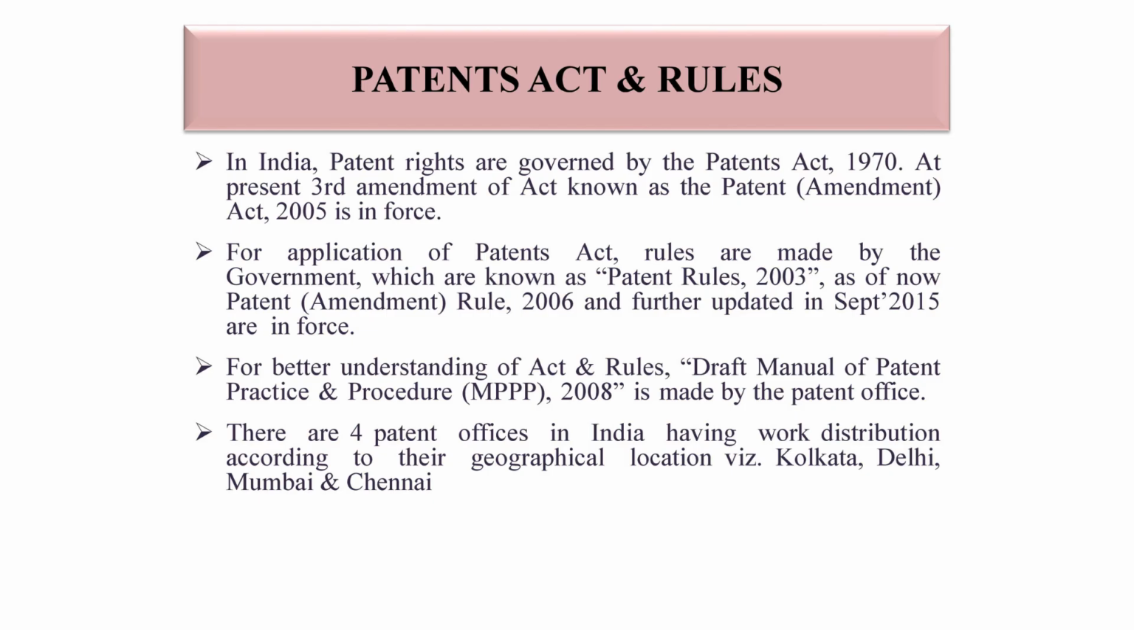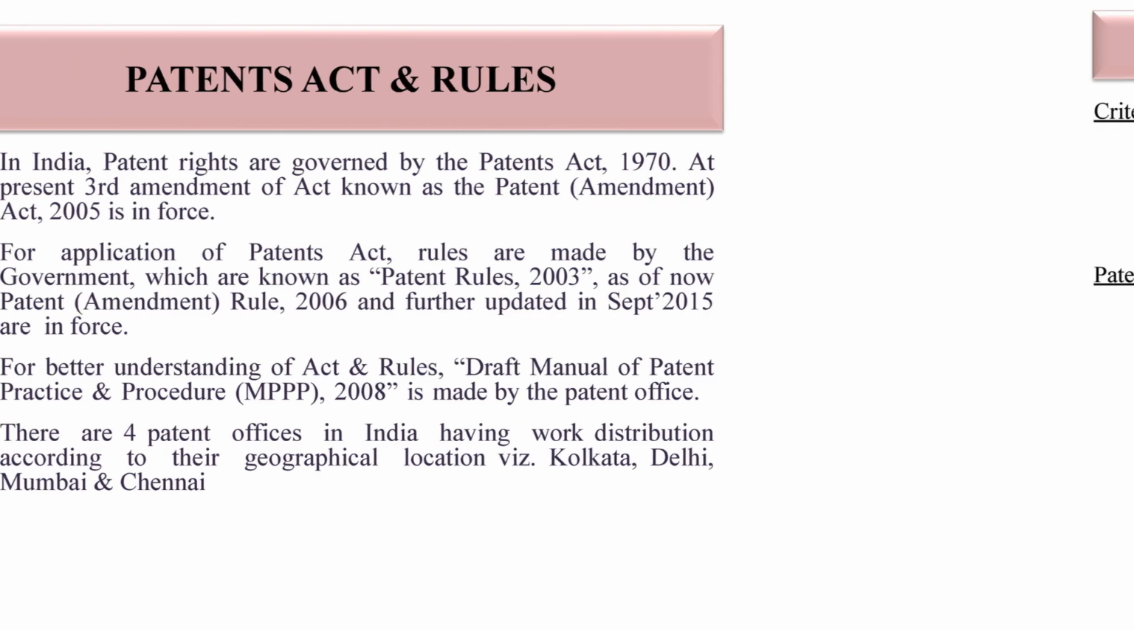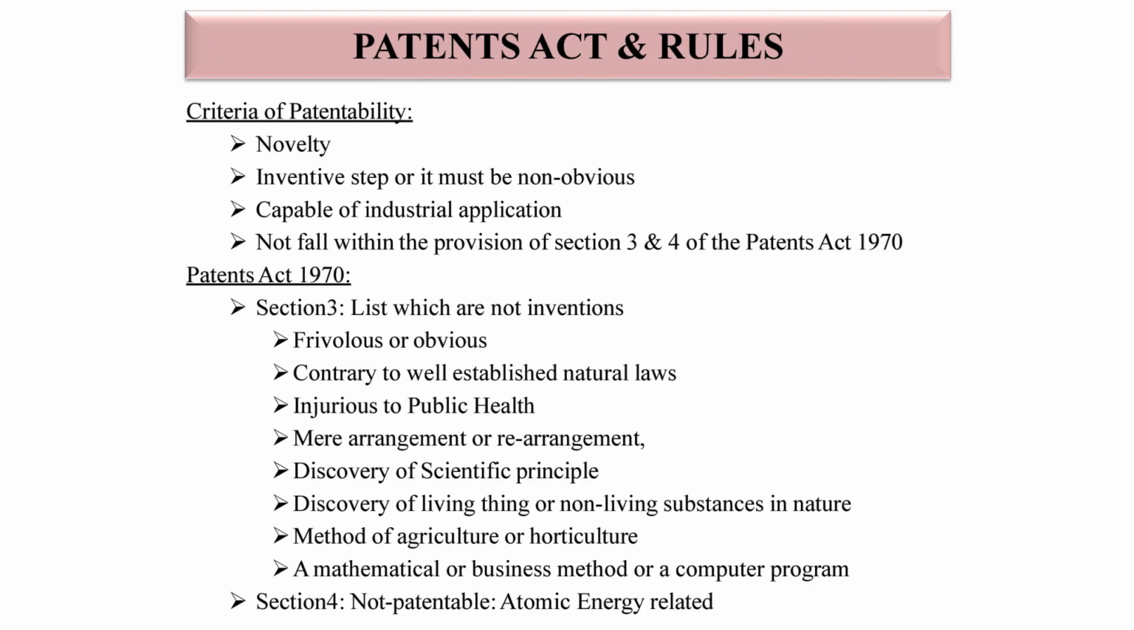There are 4 patent offices in India having work distribution according to their geographical location, namely Kolkata, Delhi, Mumbai, and Chennai. Keep this point in mind because we'll use it again later. The 4 patent office locations, Kolkata, Delhi, Mumbai, and Chennai, are commonly asked in exams. Let's continue with Patents Act and rules.